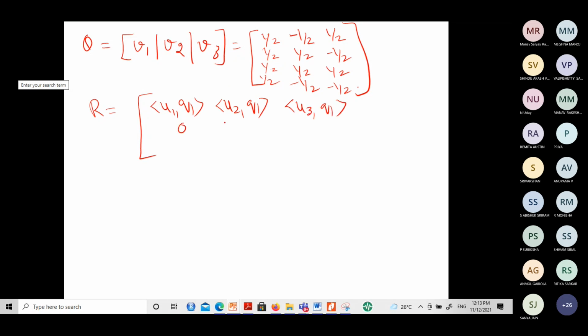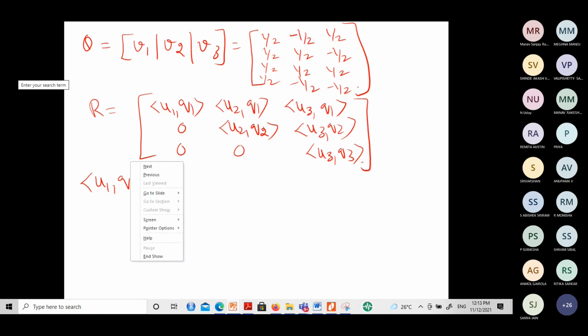0. U2 with Q2. Then U3 with Q2. 0, 0, 0. U3 with Q3. So we need to find all these 6 inner products. What is U1 with Q1? Oh, instead of Q1, Q2, Q3, what name have we given? V1, V2, V3. I will change that.